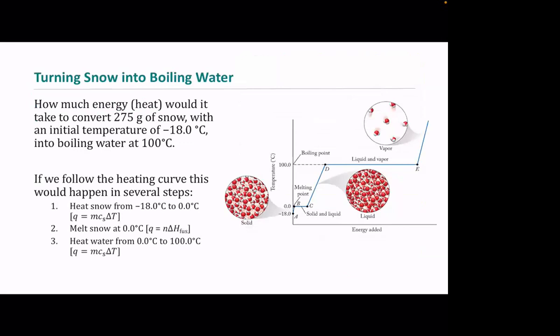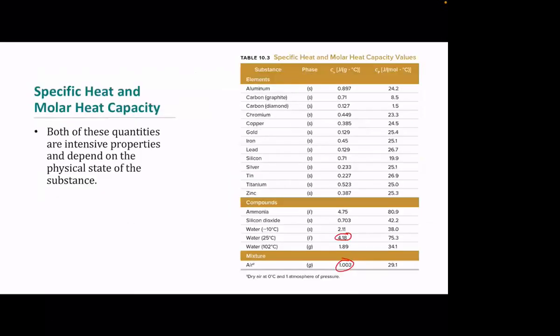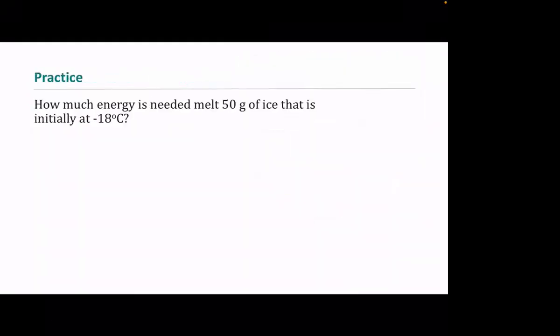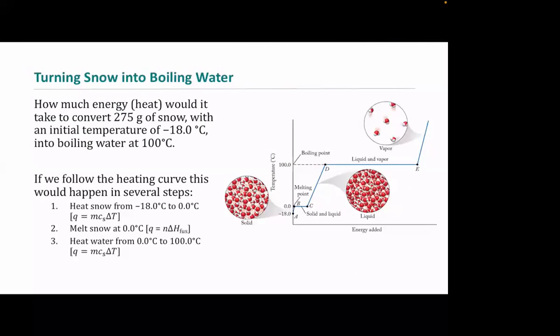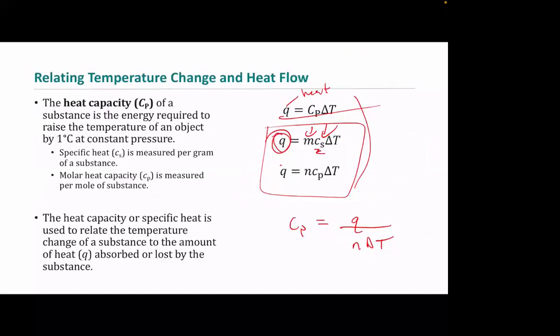So here's turning snow into boiling water. So now what we have to realize is, if you're doing a phase change, then the equation has to change, right? Because there's no temperature change during a phase change. So the equations basically just become Q, amount of material.